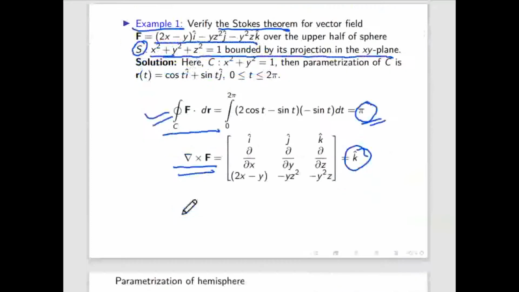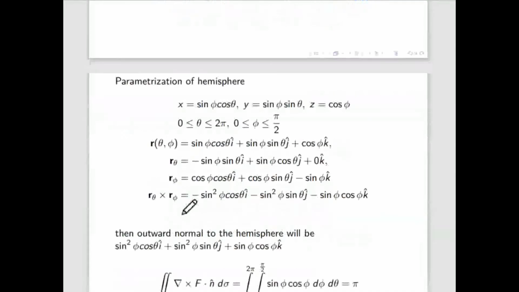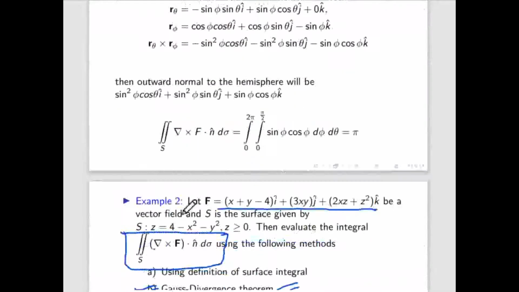So I hope it is clear. Anyone have any doubt, you can ask. If anyone wants me to repeat, tell me, I will repeat. In the exam you can directly use this. So no doubt?